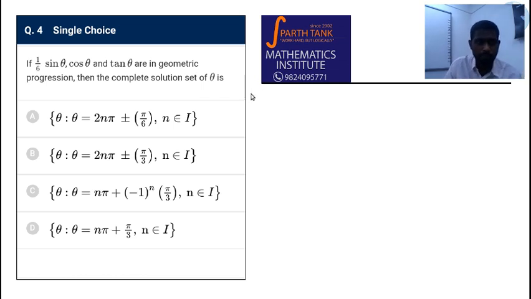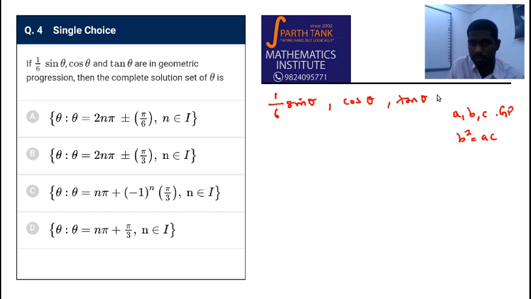Question number 4. If 1 by 6 sin theta, cos theta and tan theta are in geometric progression, then the complete solution set of theta is, that is, 1 by 6 sin theta, cos theta and tan theta are in geometric progression. What does this mean? If A, B, C are in GP, B square is A into C, right? These are in GP.